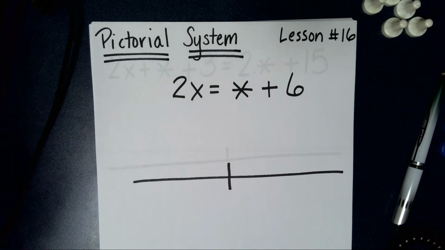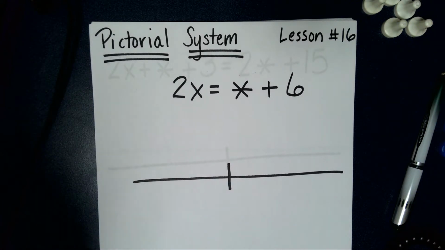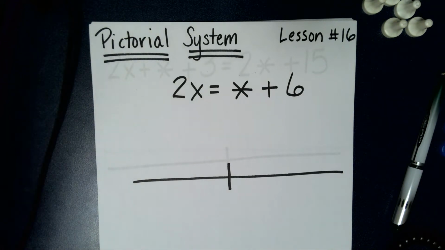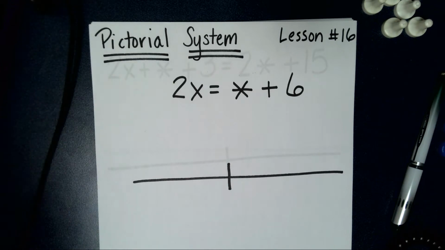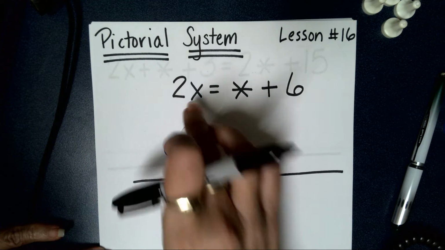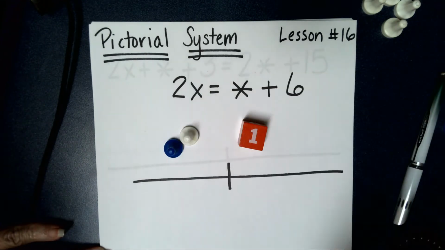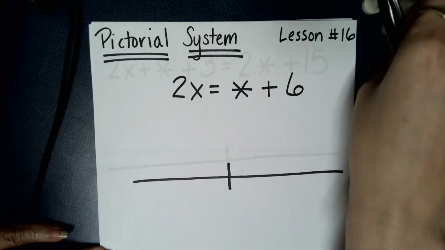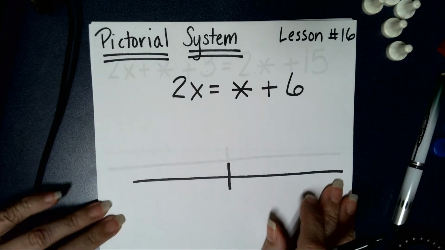Today we're going to start lesson 16, and lesson 16 does not add on anything in the way of rules. It's just going to change what we're looking at. So we're going to learn the pictorial system. Pictorial simply means picture. So rather than working with our pawns and our stars and our cubes, we're going to just draw what we know onto a balance.